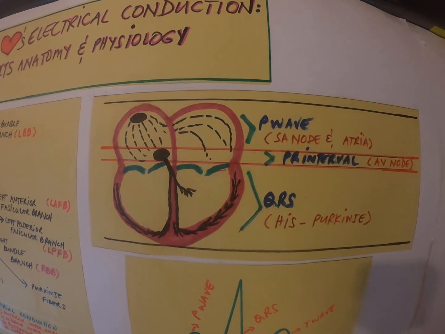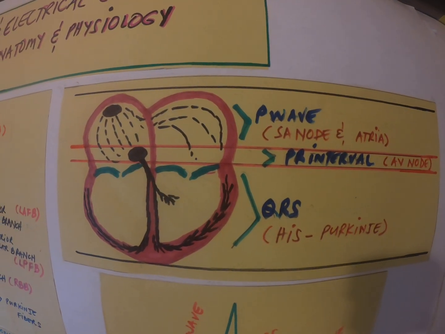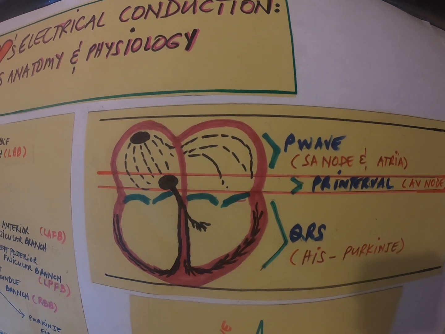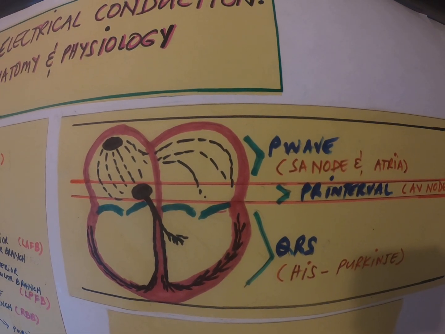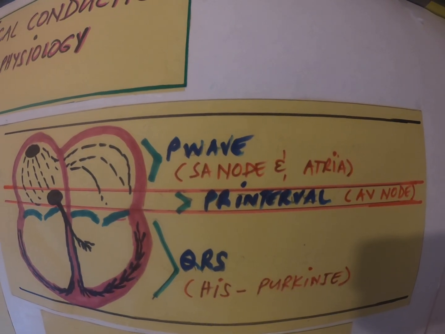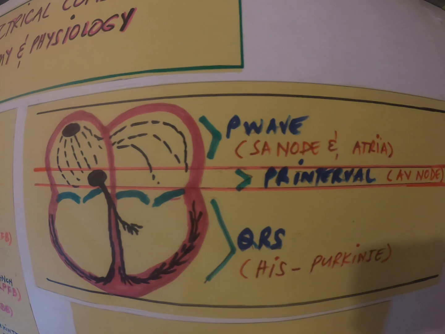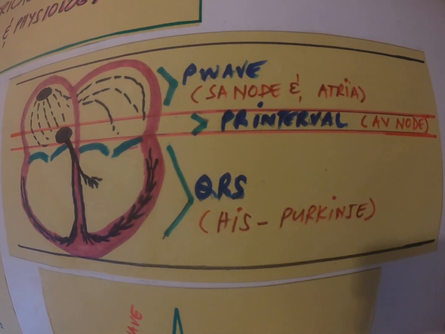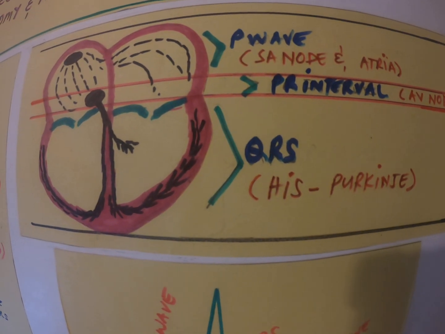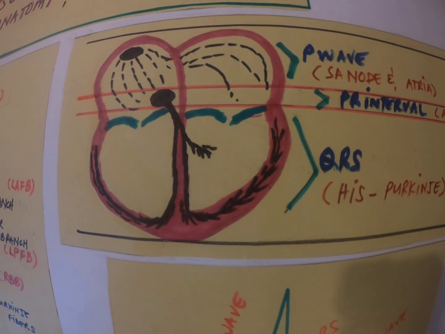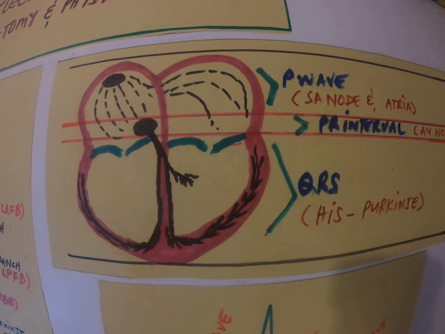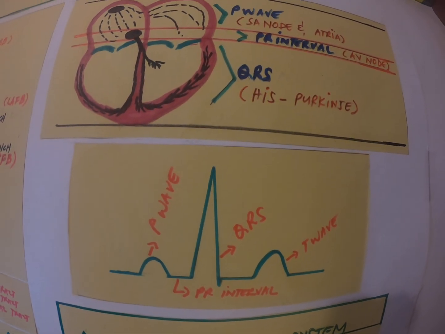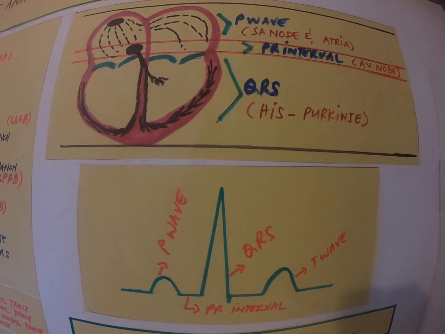Okay? Going upward here, there's another drawing of a heart in here. I did this. So we all know from the SA node to the atria, that jives with the P wave. From the SA node to the atria, and the AV node, that jives with the PR interval. And the His Purkinje, that's the QRS, that's ventricular. So down below here, that's the P wave. Okay, that jives with the SA node to the atria.